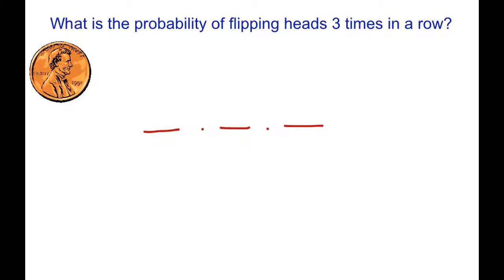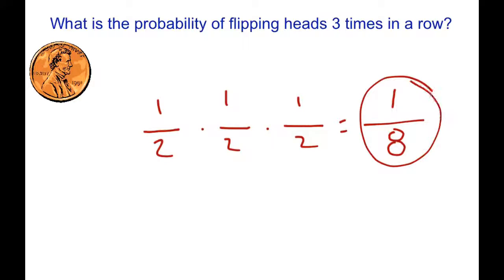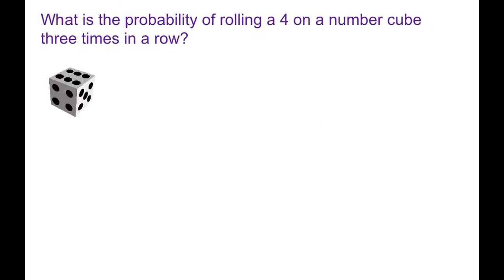So what is the probability of flipping heads 3 times in a row? All right, well, flipping heads is 1/2 for the first time. Flipping heads is 1/2 for the second time. Flipping heads 1/2 for the third time. Multiply those. 1 times 1 times 1 is 1. 2 times 2 times 2 is 8. And 1/8 is our answer. And we're going to keep all our answers as fractions. So that was real quick, real easy, without having to make that big tree diagram.